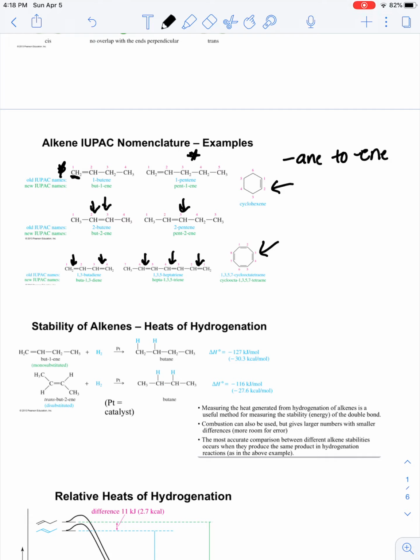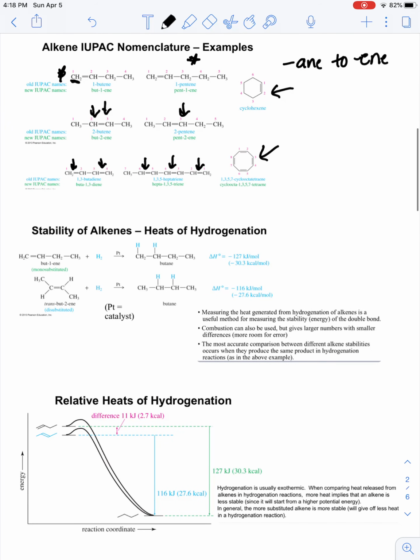So again, you won't be tested on anything with naming, but it's good to just be familiar with the different naming. So when you're looking at molecules, either in a lab setting or in the textbook, you know what molecule is in question. So let's look at the stability of alkenes.